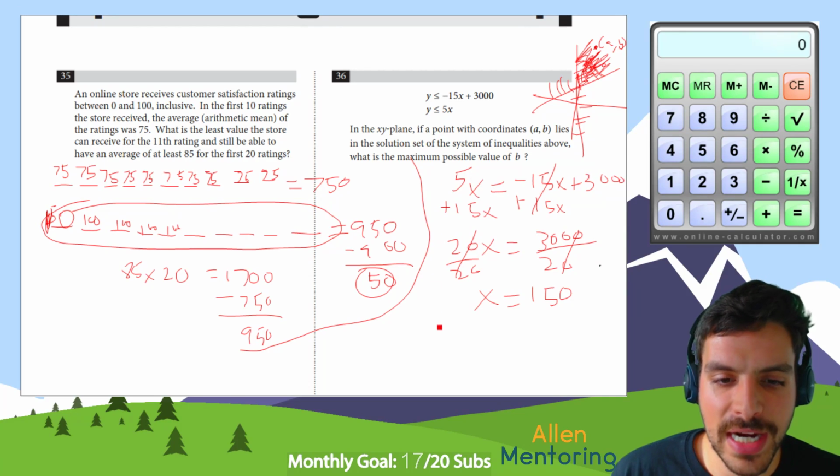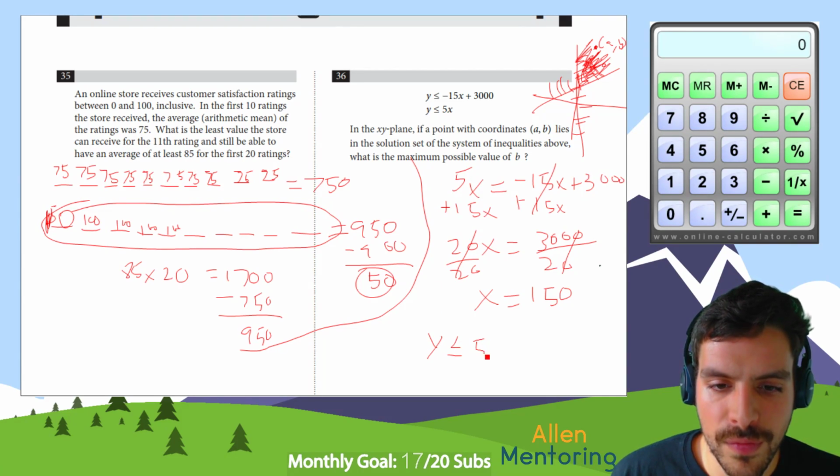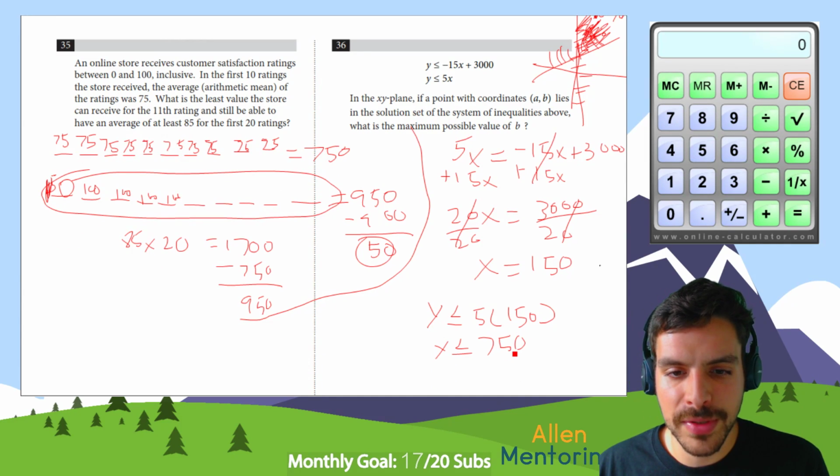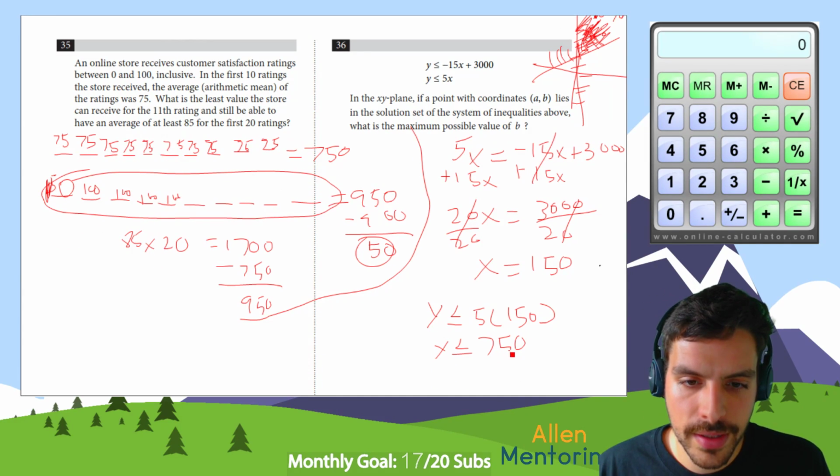Let's say I plug it in for the second one. y is less than or equal to 5 times 150. And then y is less than or equal to 750. Okay, so if I didn't go too fast and all my numbers are correct, because I didn't use the calculator.